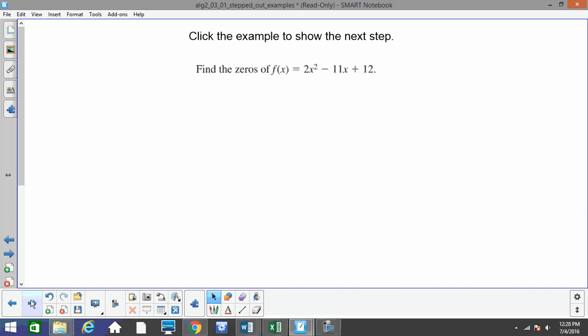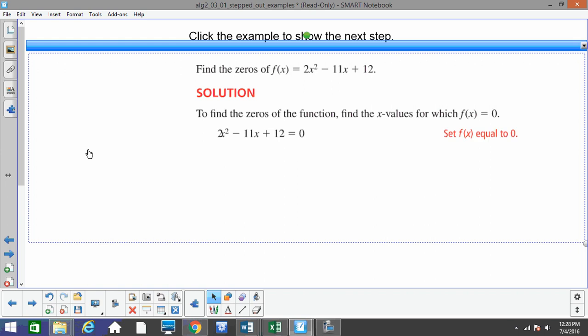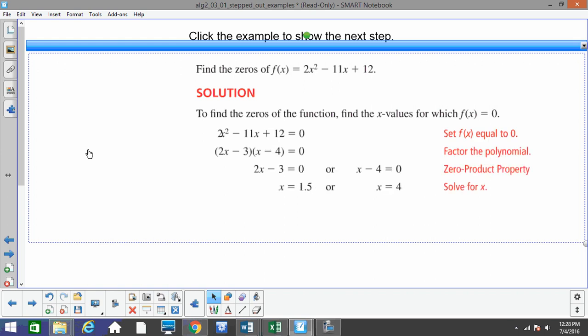Try this one on your own. Take a second and pause. I think this one is a little bit harder on the factoring because it's got that coefficient of 2 in front of the x squared.